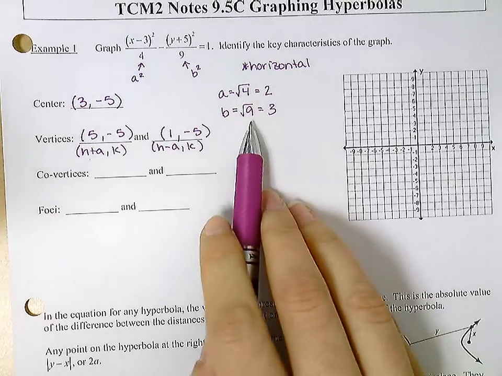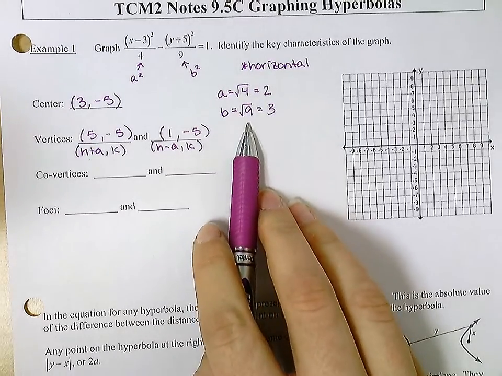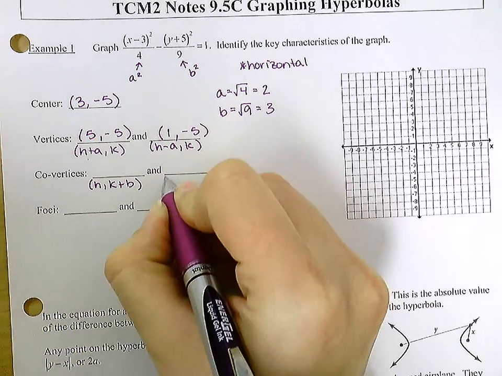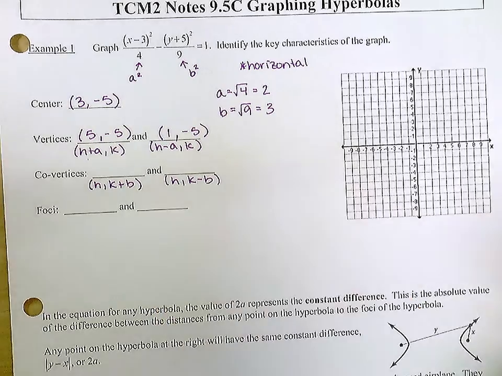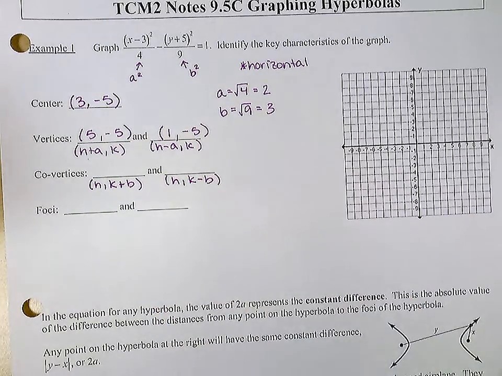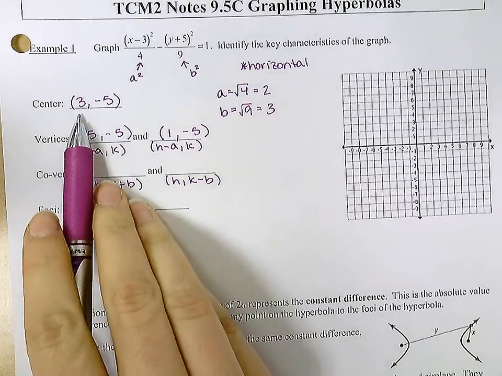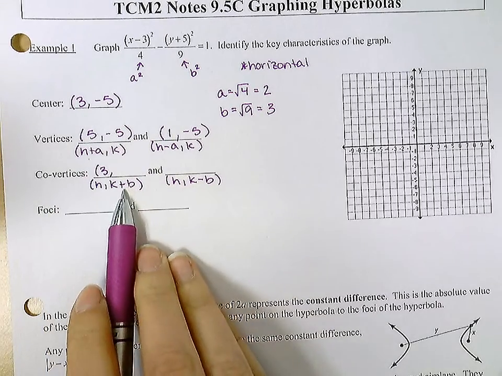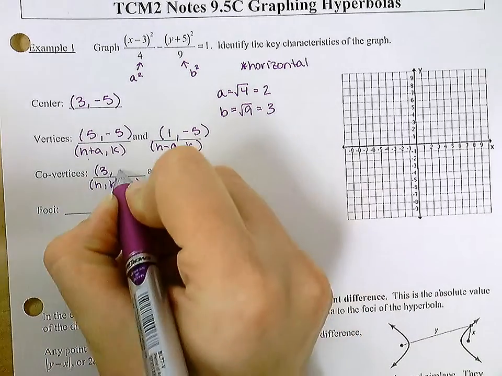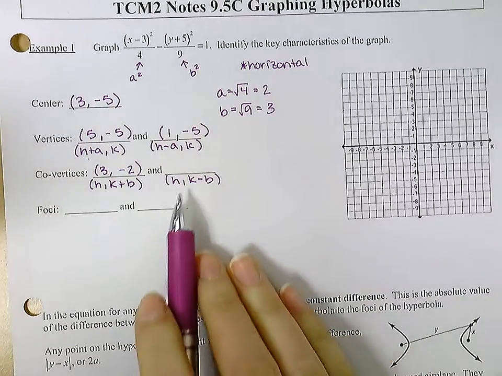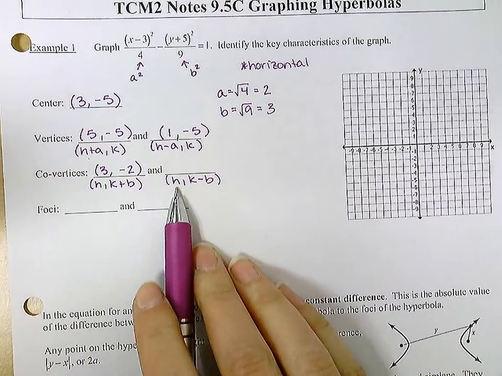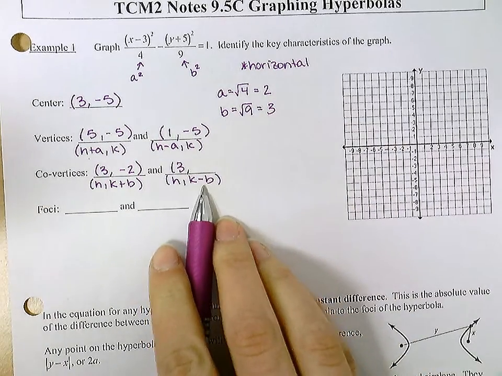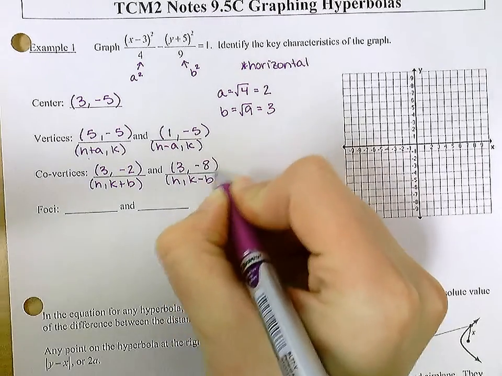Next, our covertices, we use this b value here, and those are at (h, k plus b) and (h, k minus b). So our h value remains the same at 3. Then we're going to take our k value of negative 5, add on 3 to get negative 2. Same thing with our second point, so h stays at 3. And then we have negative 5 minus 3 is negative 8.